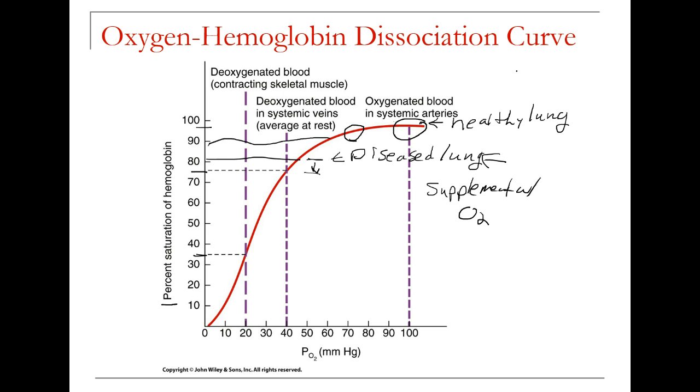What is this supplemental oxygen going to do? It's going to raise the partial pressure of oxygen in the lungs, down in the alveoli. If you're breathing in 100% O2, then that partial pressure of oxygen is going to go way up. So that will hopefully be enough to overcome the damage to the lungs to raise that percent saturation back up to what you would see in a healthy lung.